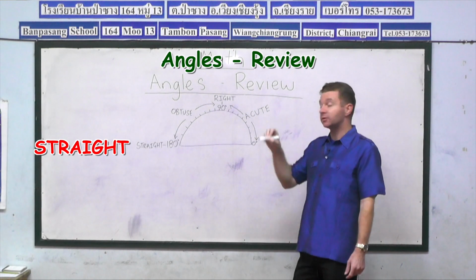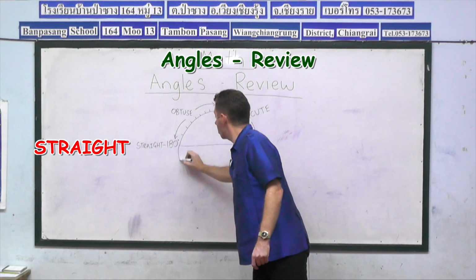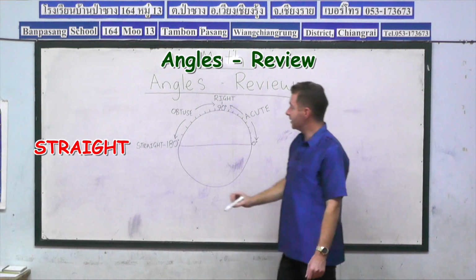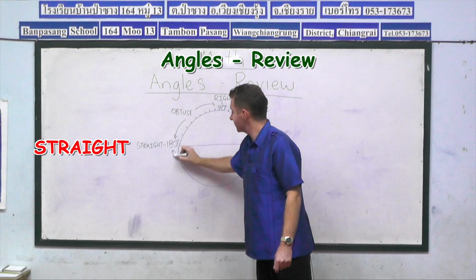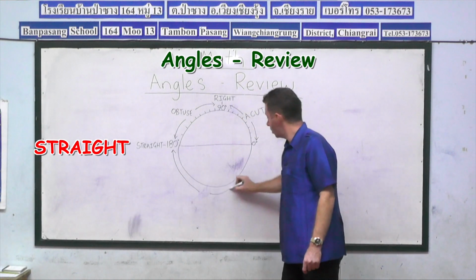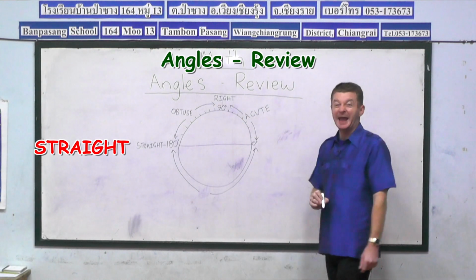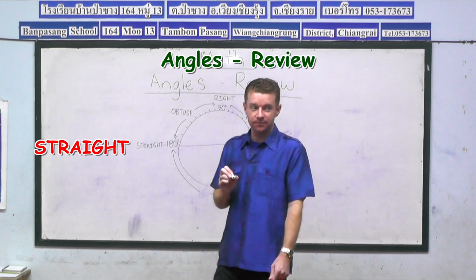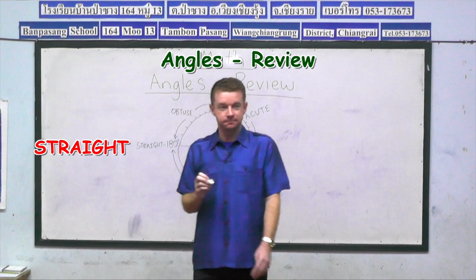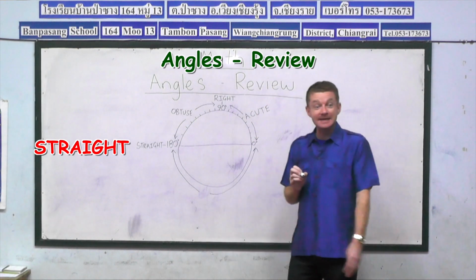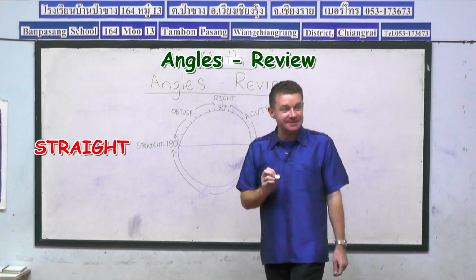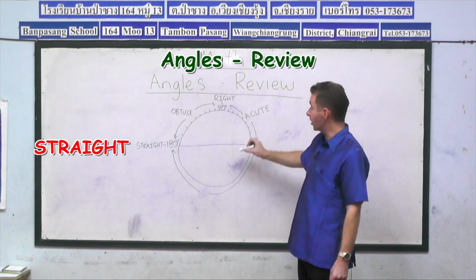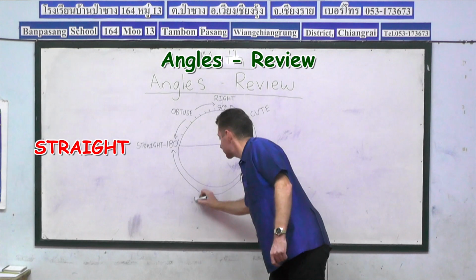But we learnt also that we can go further. We can go all the way around to a full circle. Now, can anybody remember what is the type of angle that goes all the way from 180 degrees to 360 degrees, beginning with R? Reflex. Reflex angles are the very large ones that can be from 180 to 360.